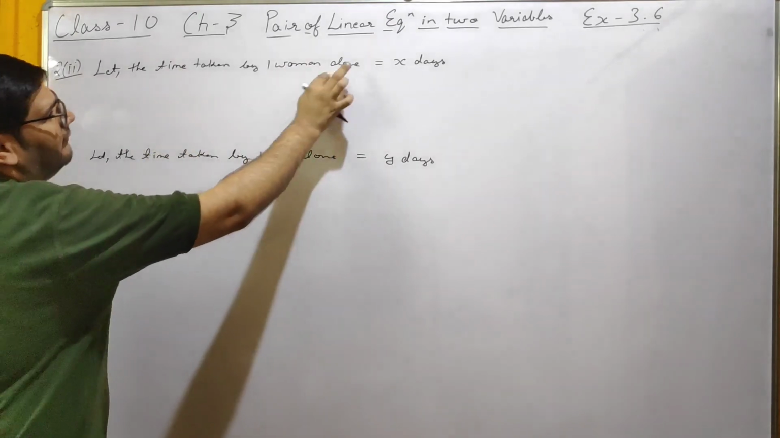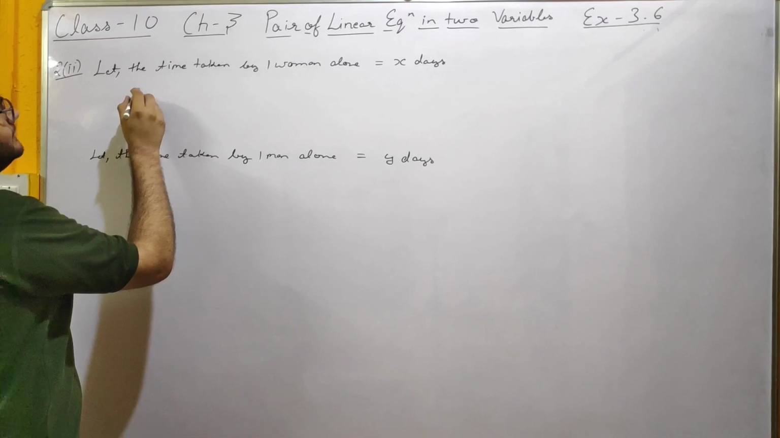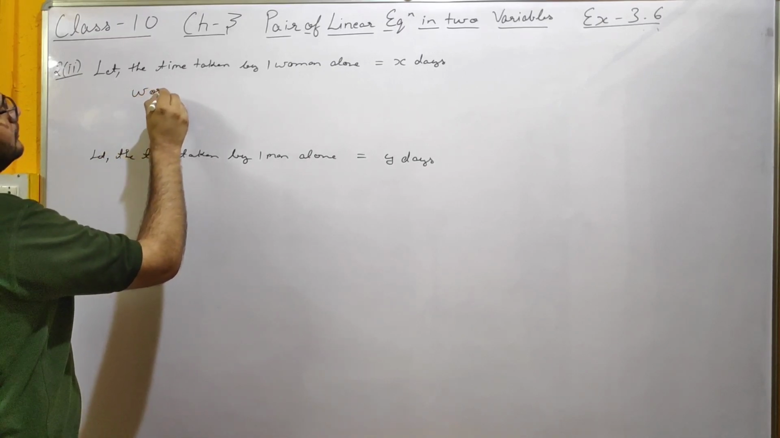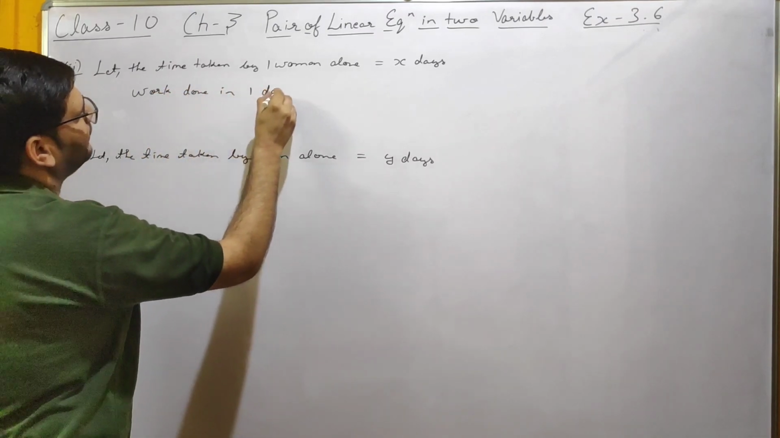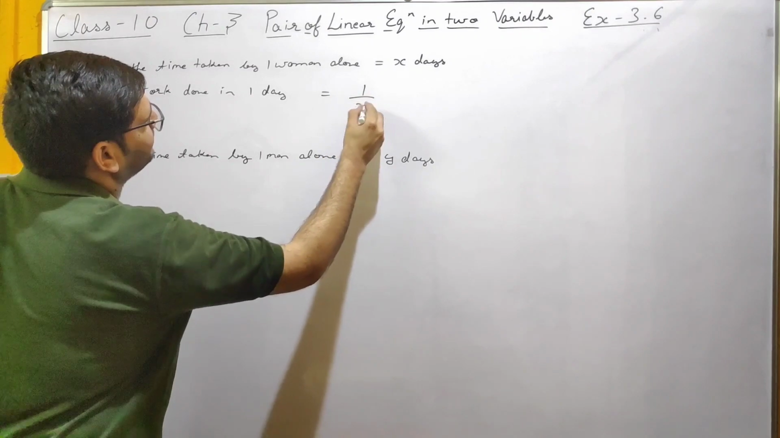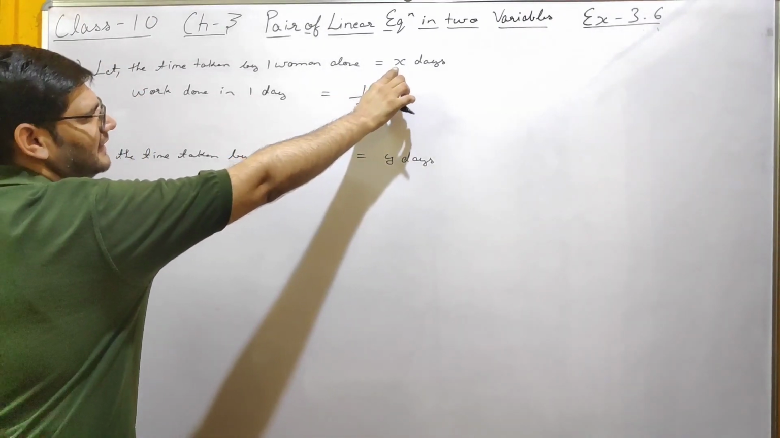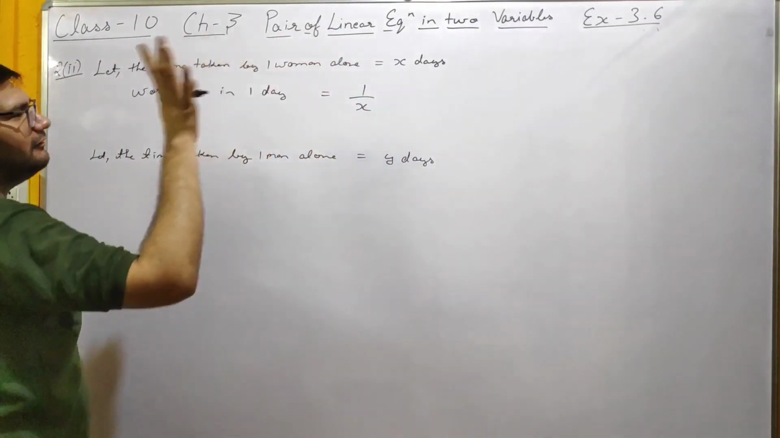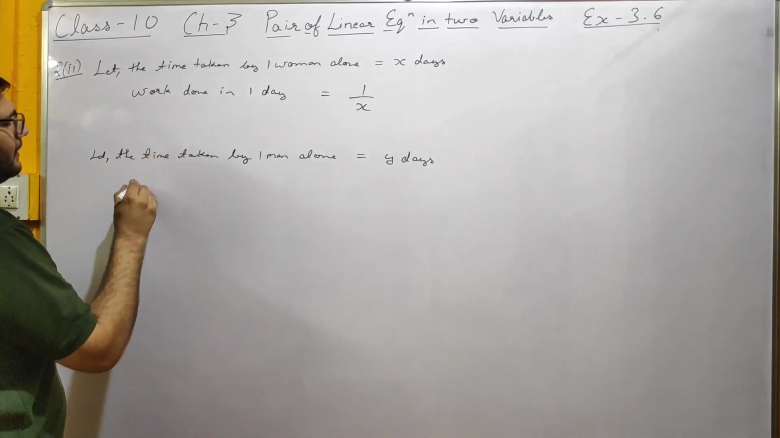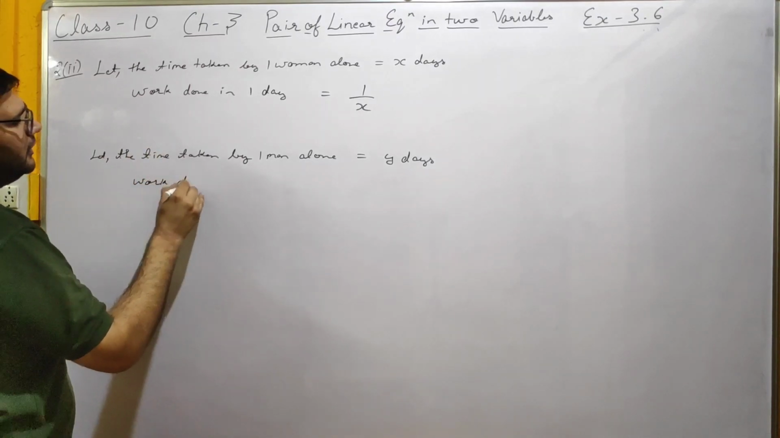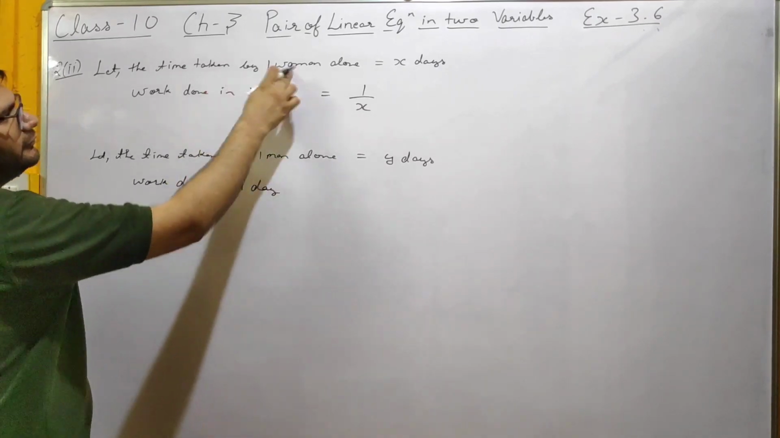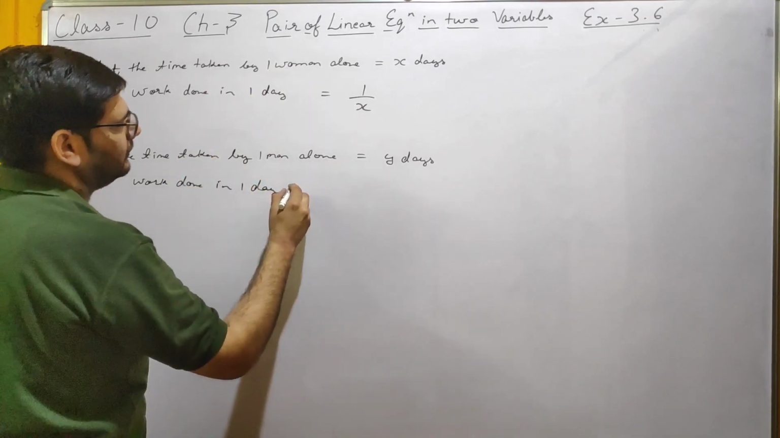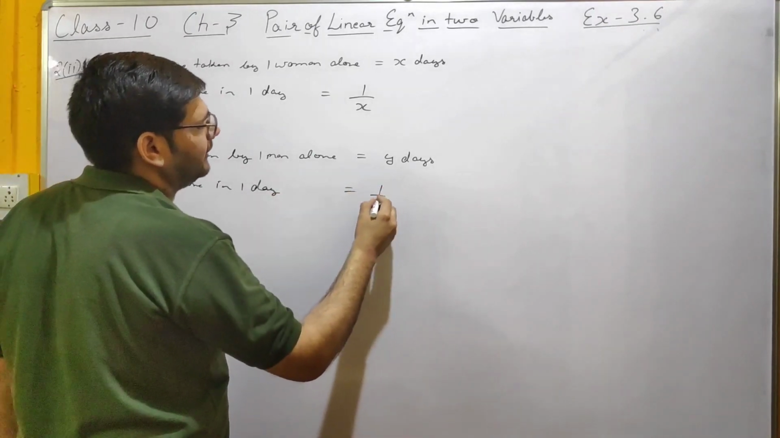Time taken by one woman is X days. Then we will say the work done in one day, what will it be? 1 by X. Total work is done in X days, so one day's work will be 1 by X. Similarly, the work done in one day by a man, it is 1 by Y.